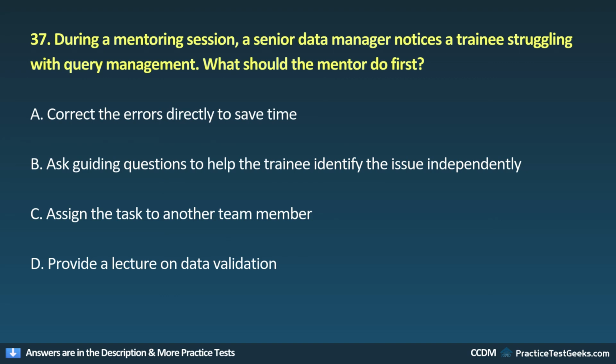37. During a mentoring session, a senior data manager notices a trainee struggling with query management. What should the mentor do first? A. Correct the errors directly to save time. B. Ask guiding questions to help the trainee identify the issue independently. C. Assign the task to another team member. D. Provide a lecture on data validation.